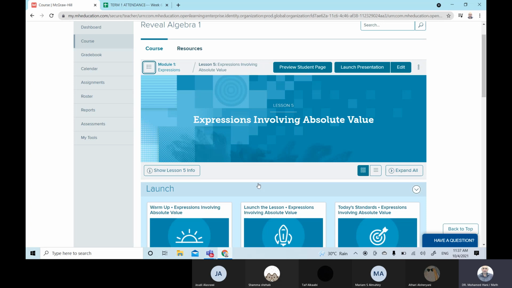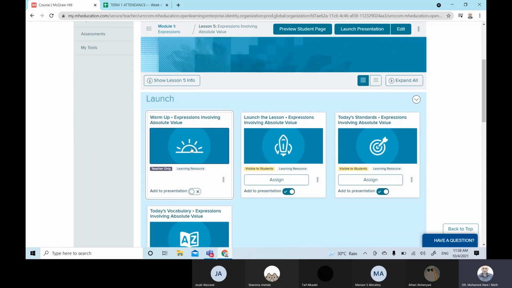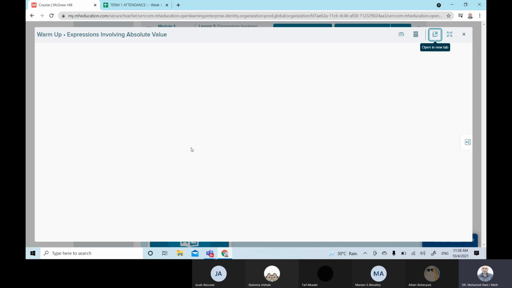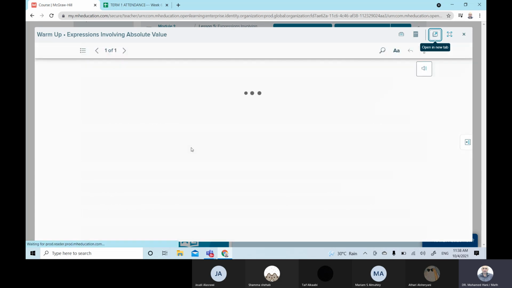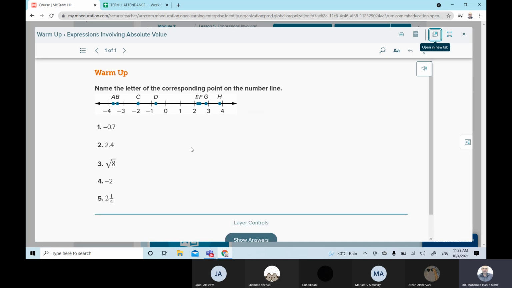Math grade 9. We are in the first module, expressions. Today we have lesson 5, expressions involving absolute value. Name the letter of a corresponding point on the number line.